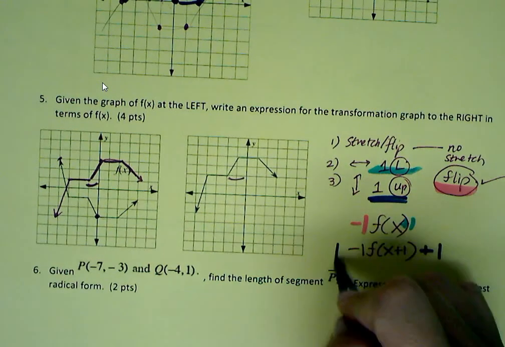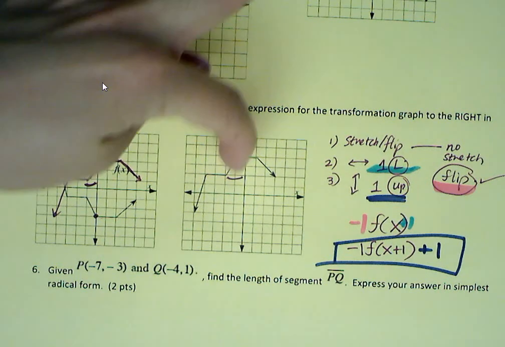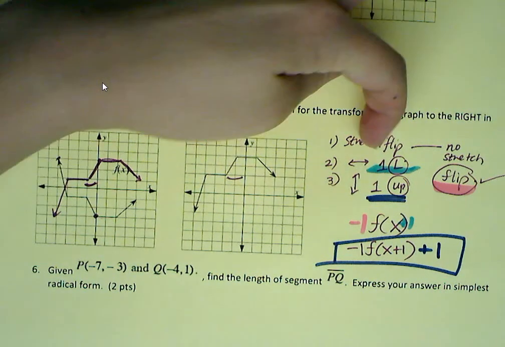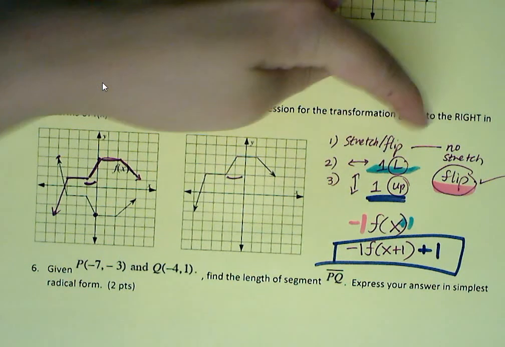What did we do first? We asked, is there a flip? Is there a stretch? We decided there's no stretch, but there is a flip. And so we drew, because we visualized for ourselves what the flip looks like. And then we said, from that flip, is there a shift horizontally and is there a shift vertically? And then we had to go from there to actually see what it looks like. And don't forget that this is f of x, not just x. Okay?